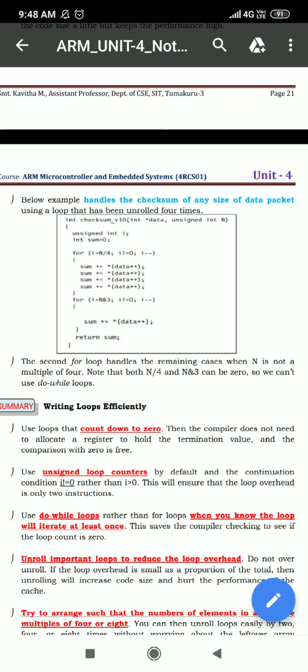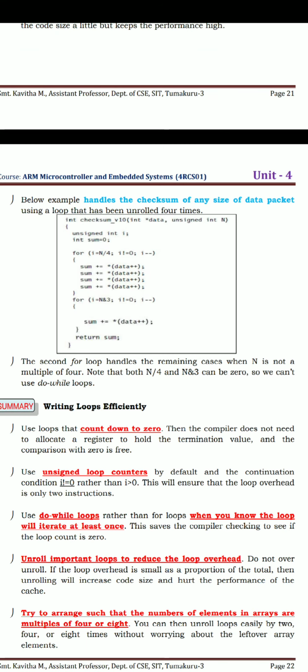So the first 20 words are added using the first for loop, where it is a multiple of 4. And in the second for loop, what is the initialization done to the variable i? i = n & 3. Here the n value is 23, the number of words in the data packet we have considered. So n & 3 means 23 & 3, which results in 3. That means the second for loop is executed 3 times so that the leftover 3 words will be added.